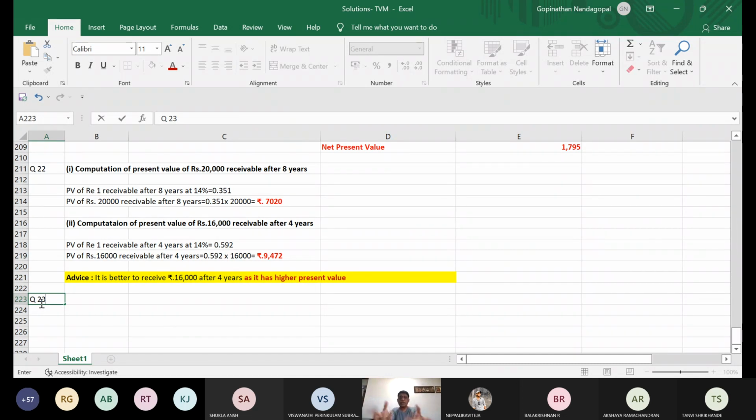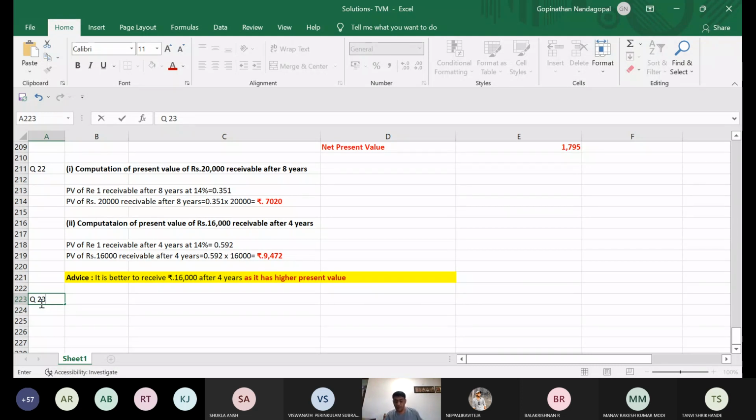Anyone can give me an example of variable return? Sir, mutual fund investment, will it count? Mutual fund investment, dividend on your shares. Every year you don't get the same dividend. It depends upon the profit earned by the company. Am I right or not? Yes, sir. So any return that you get on your fixed deposit, that is called annuity.